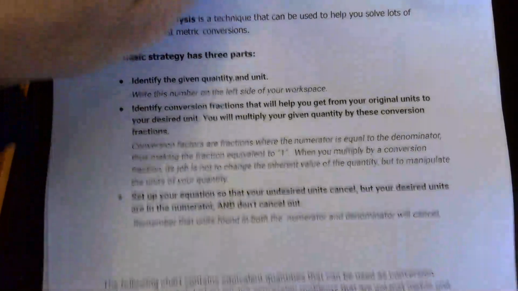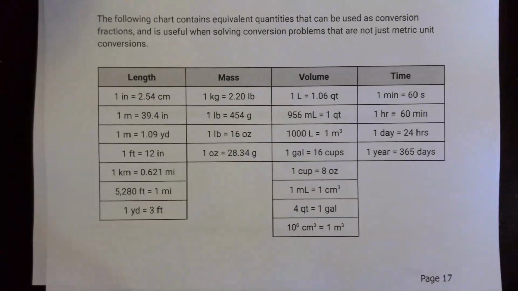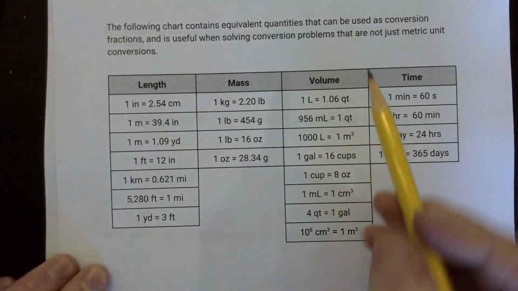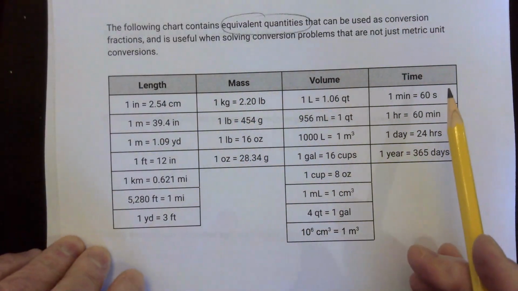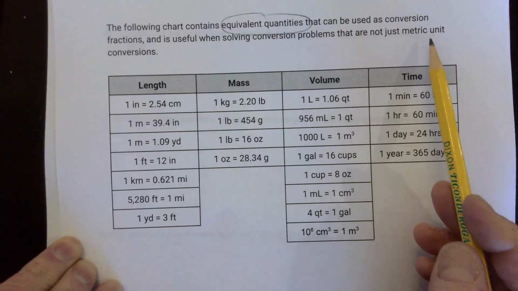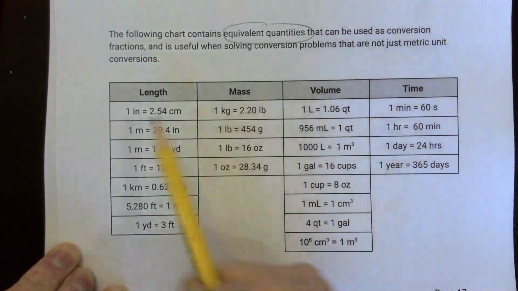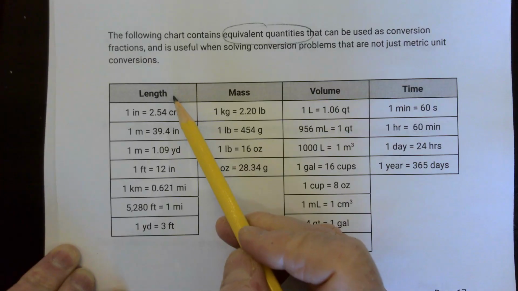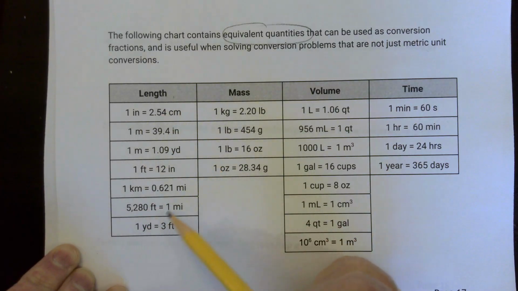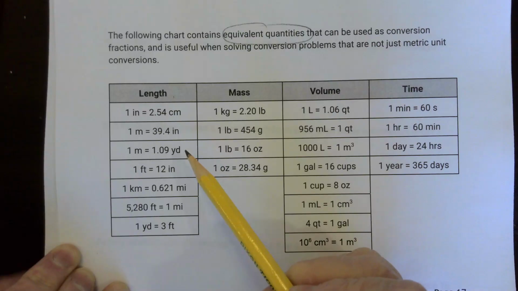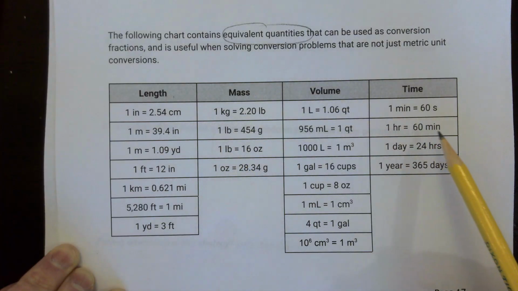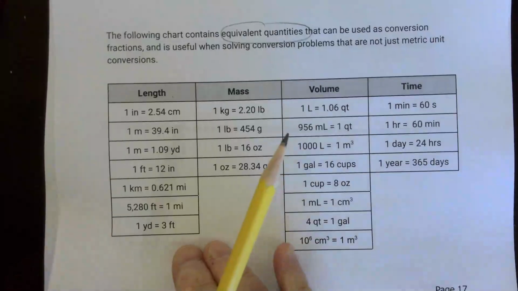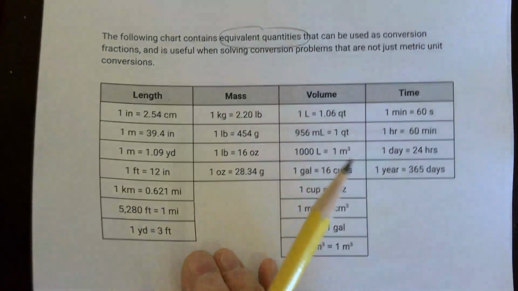All right. Now this chart here down at the bottom is a selected set of equalities, right? These are equivalent quantities, useful to refer to when you're solving conversion problems that are not just metric unit problems. So if you're looking to convert a length, these are various length measurements that can be used as equalities and as conversion fractions. These are mass equalities, volumes, and times. Okay, so that's a reference page that we might need to come back to.